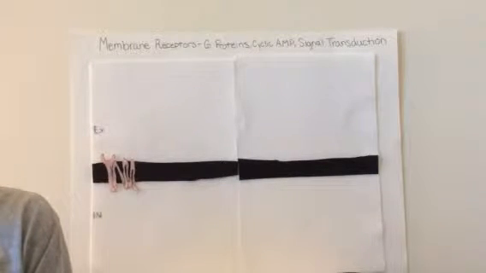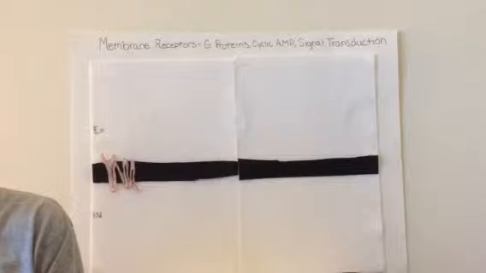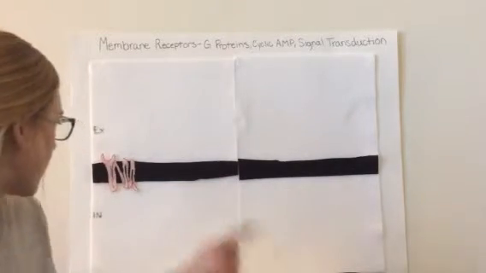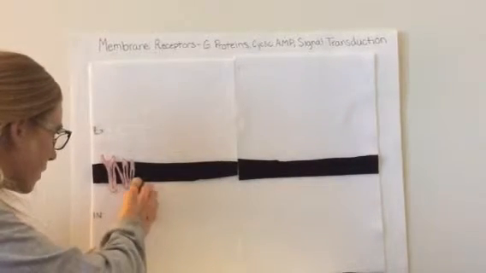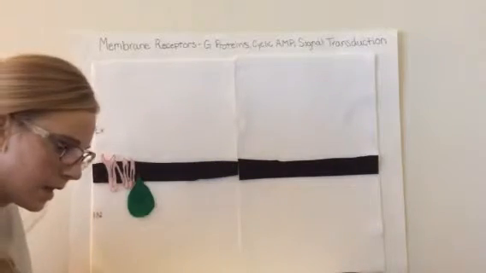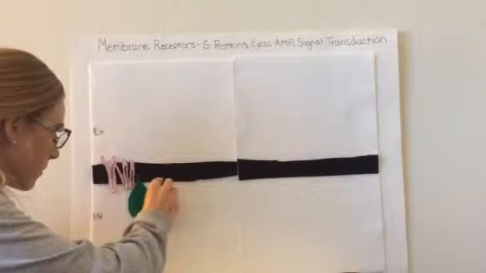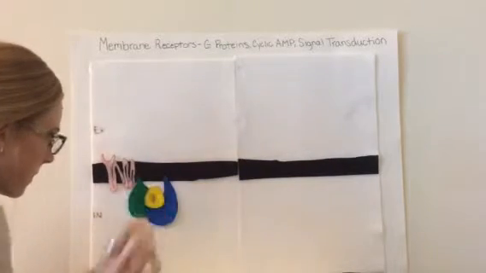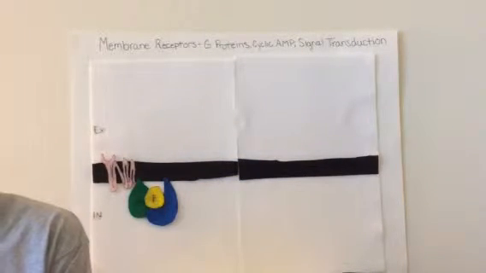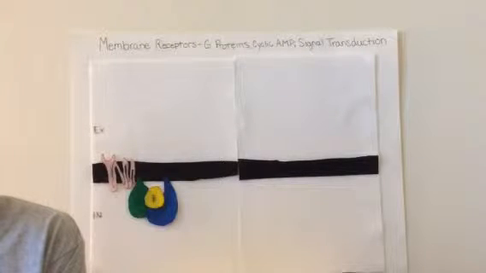GPCRs associate with the heterotrimeric G proteins composed of an alpha subunit, beta, and gamma subunit. The alpha, beta, and gamma are the G protein.